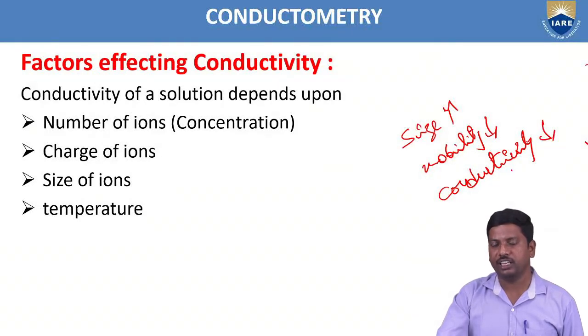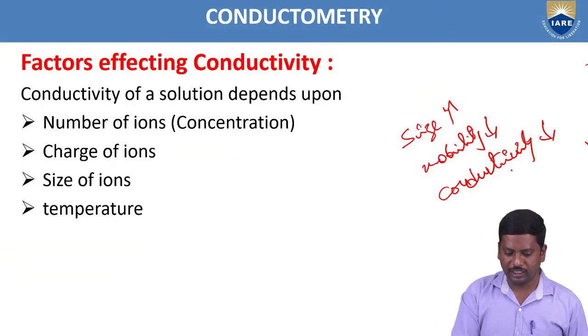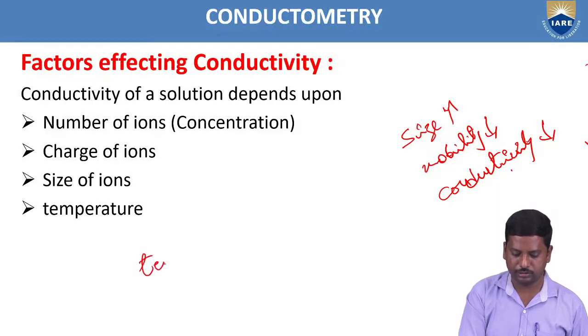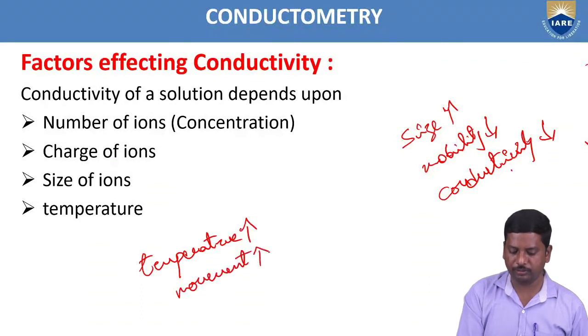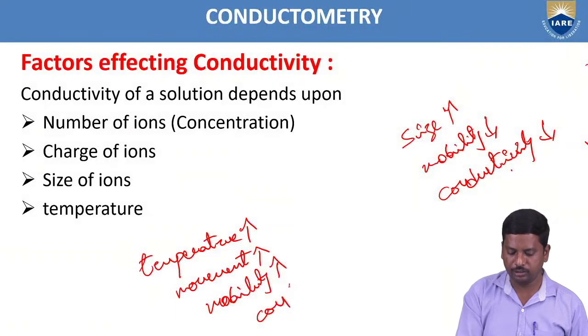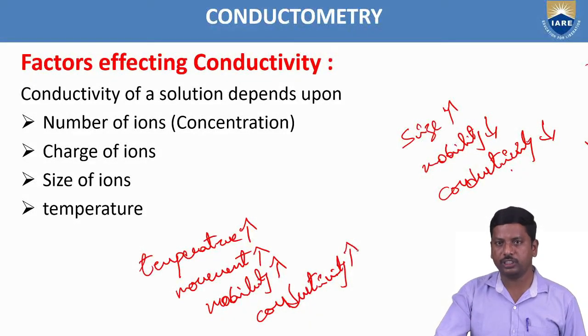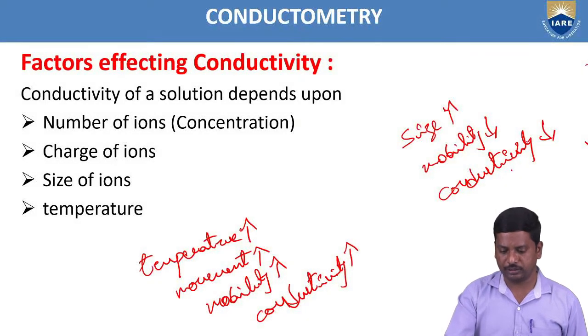And the final one is the temperature. When temperature increases, what happens? The movement of the ions increases. When movement increases, mobility also increases. When mobility increases, conductivity also increases. That means temperature is directly proportional to the conductivity of the species.